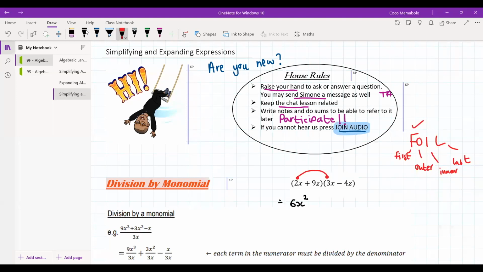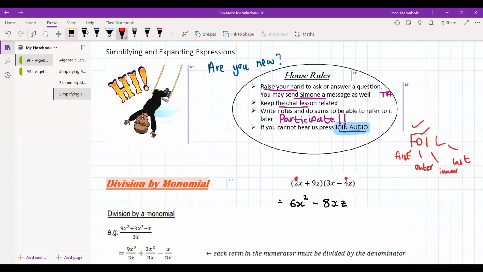Then we need to do the outer part. Outer means I need to take the outer term in each bracket and multiply those together. So the outer term over here is 2x, and the outer term in this bracket is negative 4z. So we're going to take 2x multiplied by negative 4z, which will give me negative 8xz. That's outer.